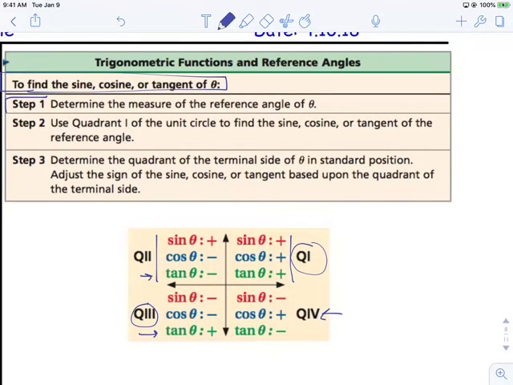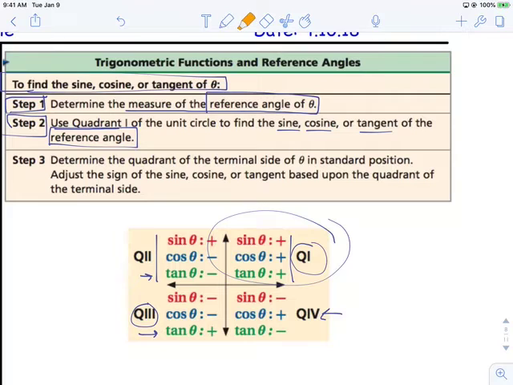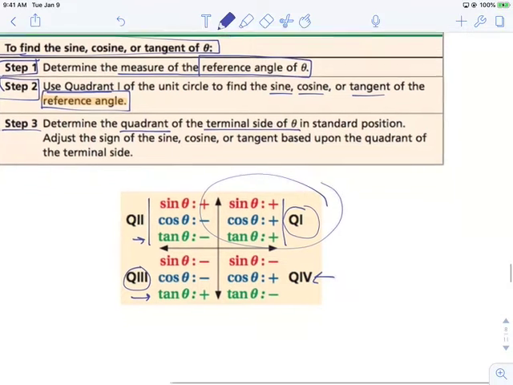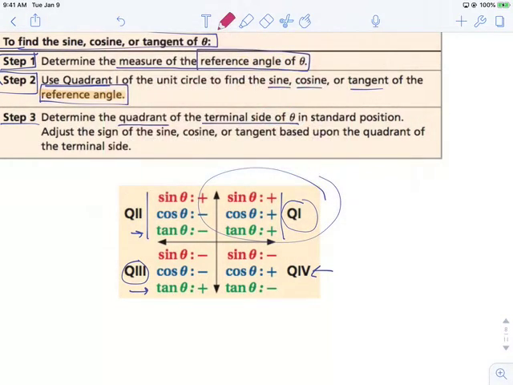the sine, cosine, tangent of an angle theta, step 1, determine the measure of the reference angle theta. Step 2, use quadrant 1, so go back to quadrant 1 of the unit circle to find sine, cosine, or tan of the reference angle. Step 3, determine the quadrant of the terminal side of theta. So for example, maybe our original angle of theta ended over here.